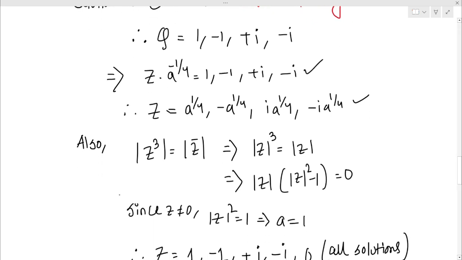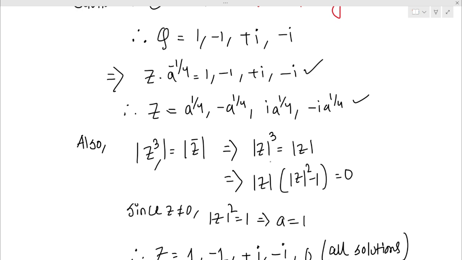So notice in the first equation you can always take modulus on both sides, and this is again true for any complex number. Once you take mod of z cube equals mod of z bar, remember that the modulus of a conjugate is the same as the modulus of the complex number itself. So mod of z cube is mod z whole cube, which equals mod of z, because mod of z bar is nothing but mod of z itself.